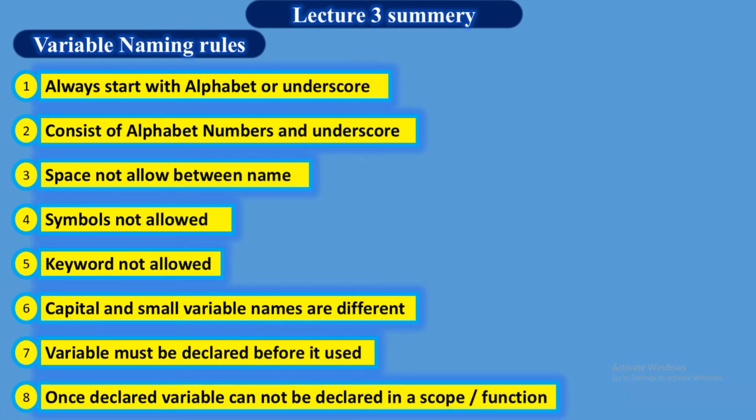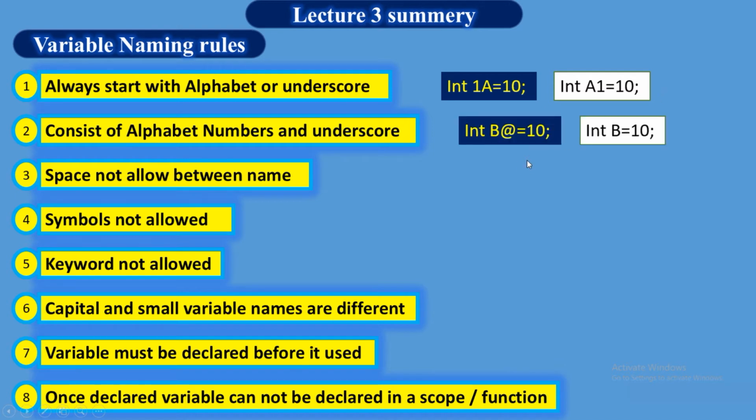Next we have variable naming rules. A variable name must always start with an alphabet or underscore. For example, int 1a is equal to 10 is wrong. Int a1 is equal to 10 is correct. Another rule is that it consists of alphabets, digits and underscore. For example, int b@ is equal to 10 is wrong because @ is a symbol that cannot be used in a variable name.